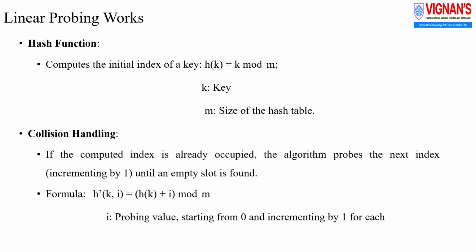Next comes collision handling. If the computed index is already occupied, the algorithm checks the next index by increasing the position by 1. This process continues until an empty slot is found. The probing formula is h'(k, i) = (h(k) + i) mod m. Here, i is the probing value, starting from 0 and increasing by 1 for each attempt. This sequential checking of slots is what makes the method linear probing.